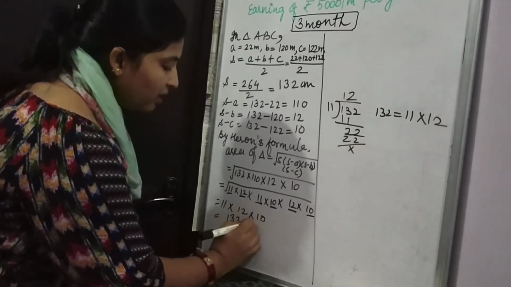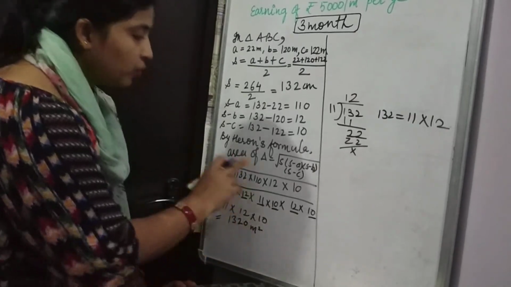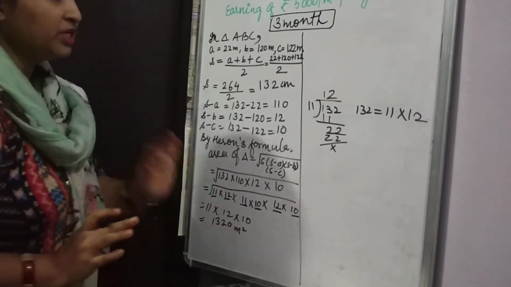So what is the area of this triangular board? This triangular board is what? 1320 meter square.